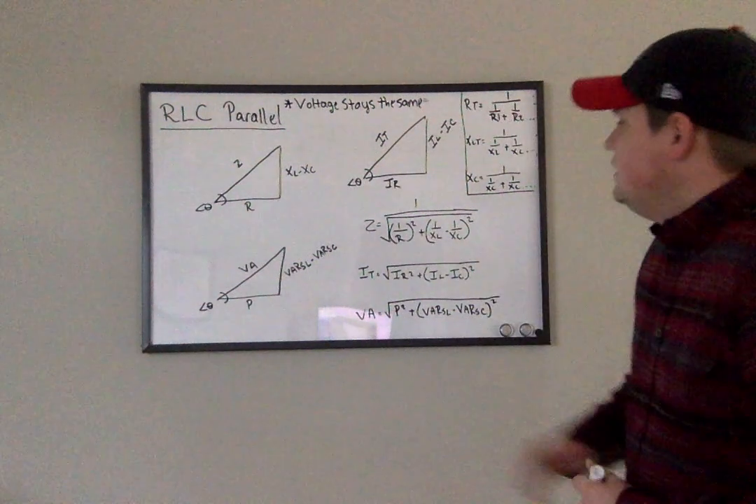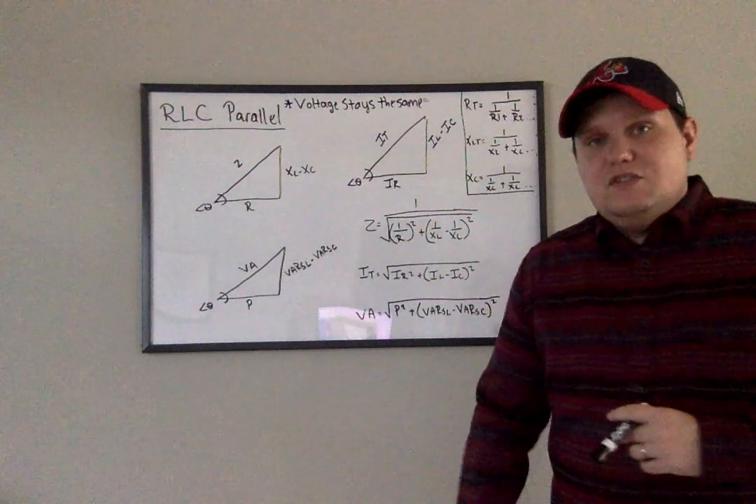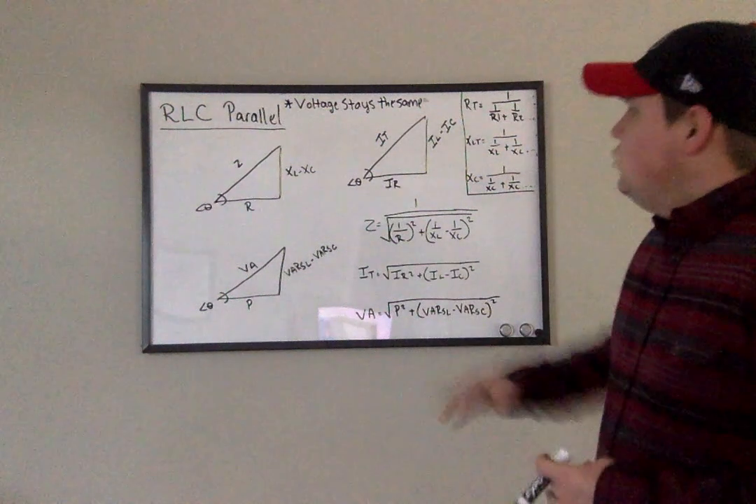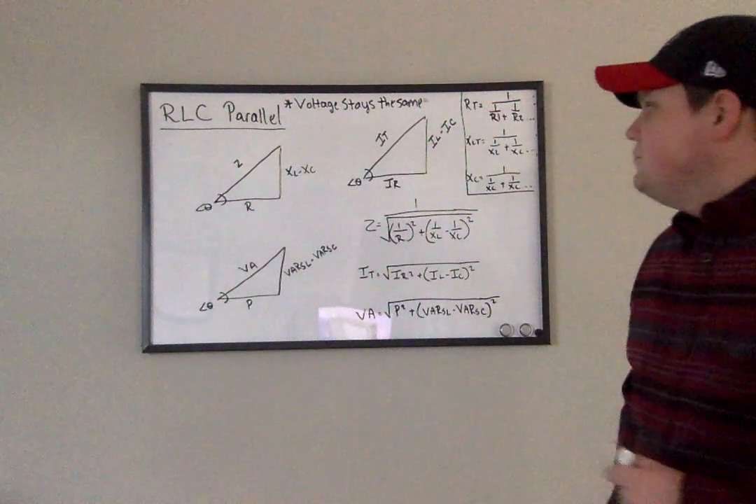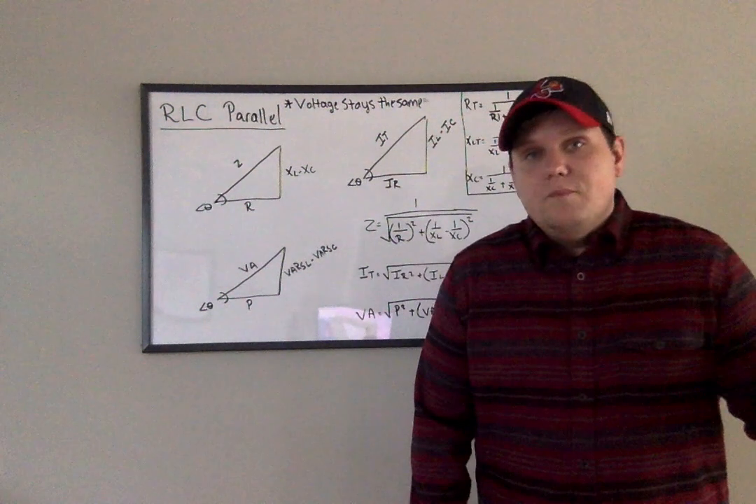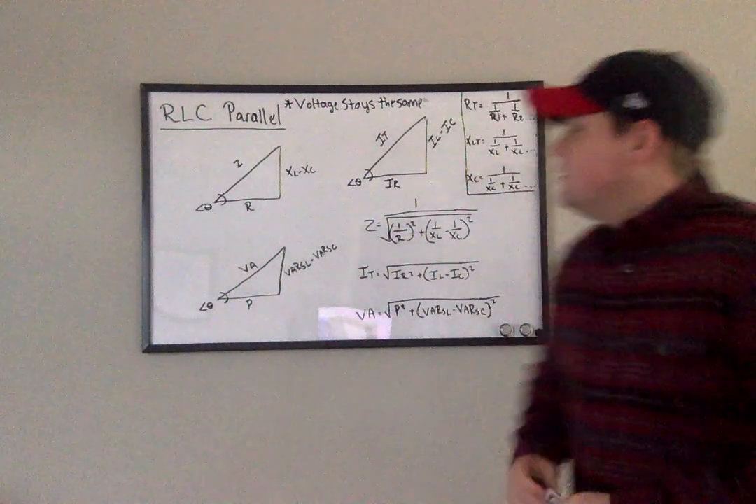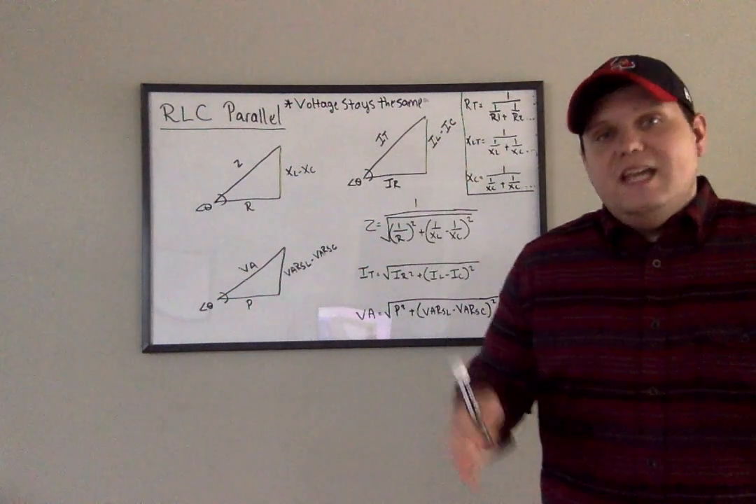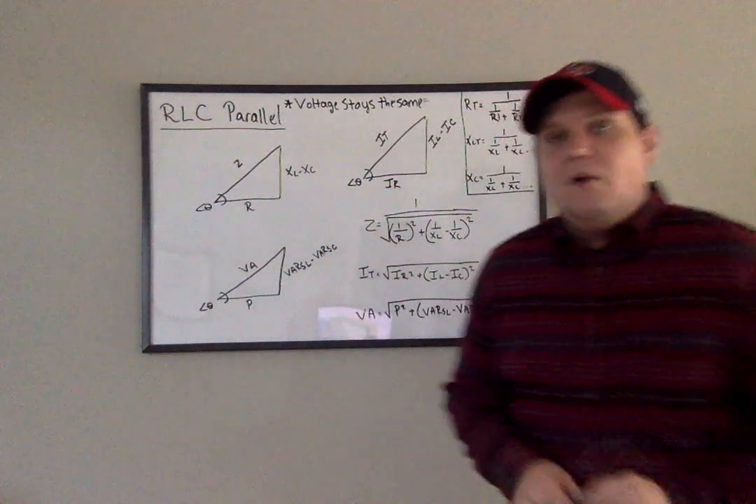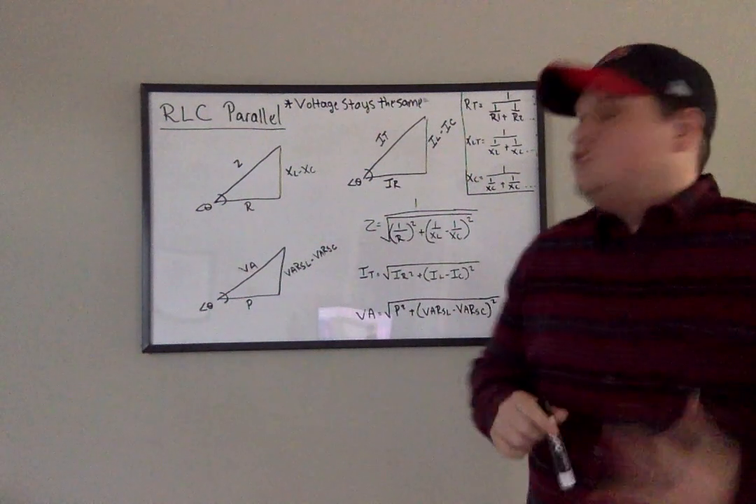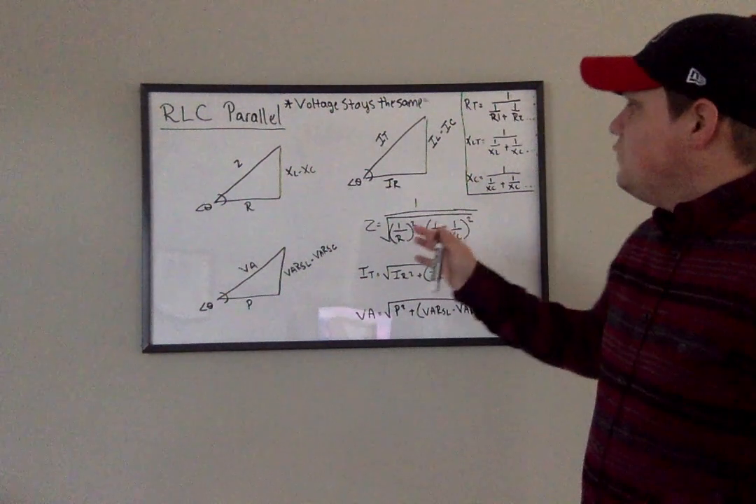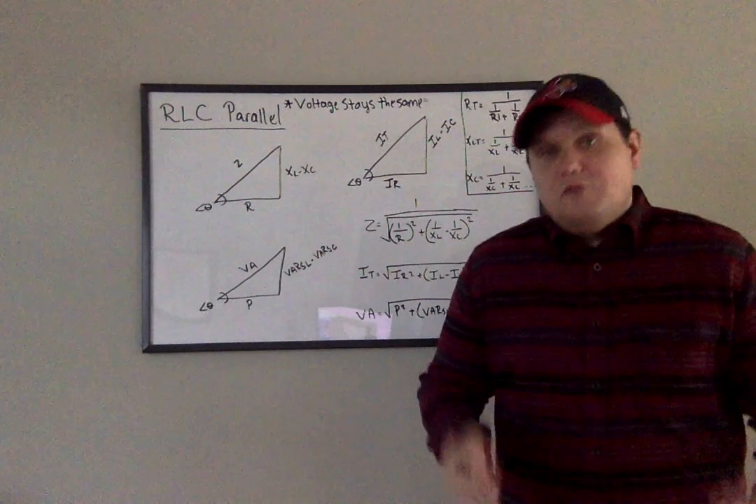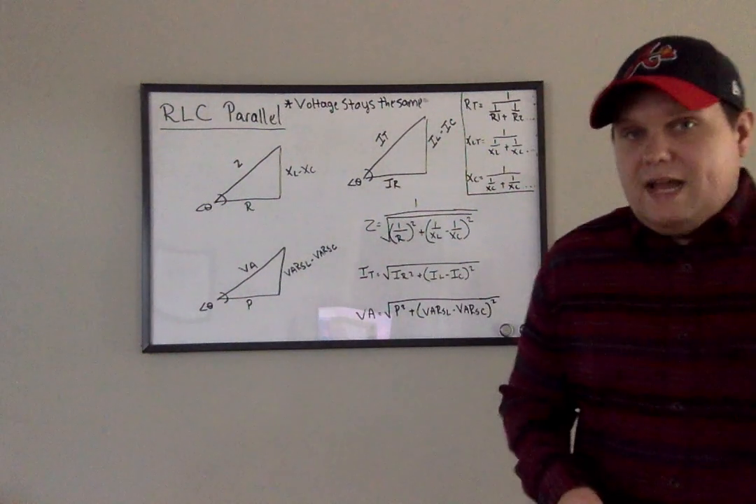All right, so we have our impedance triangle, and then next we have our current triangle. So remember our rule in parallel is current adds up to total. All the individual currents in those branches add up to total current. However, I do have that out of phase relationship, okay?